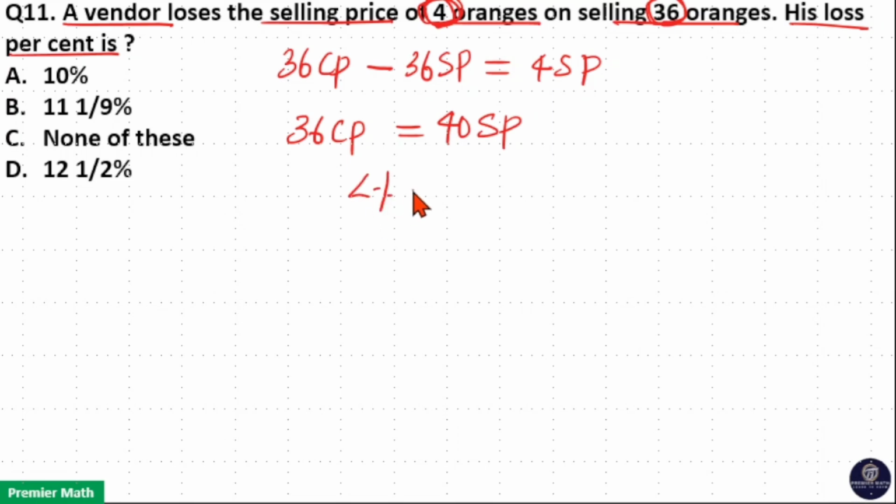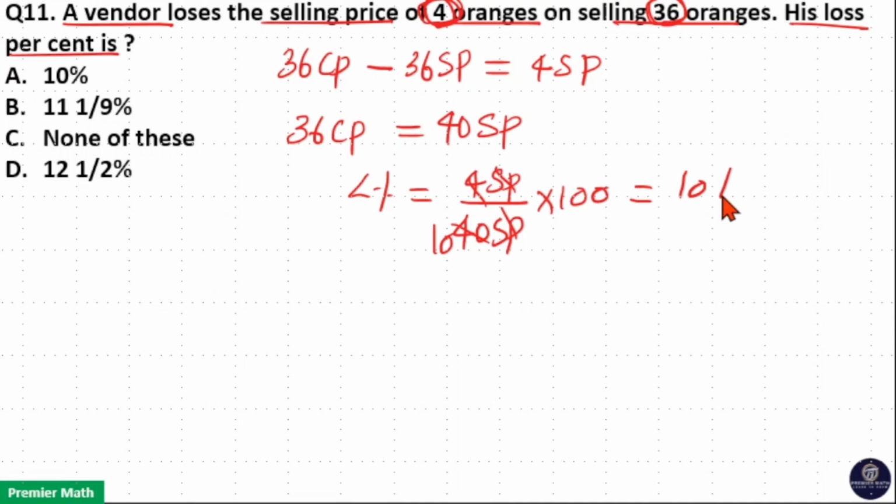Now loss percentage is equal to, loss here is equal to sell price of 4 oranges. This loss is from this total cost, that is total cost is sell price of 40 oranges, into 100, which is equal to 4 by 40 into 100, which is 10%. So option A is your answer.